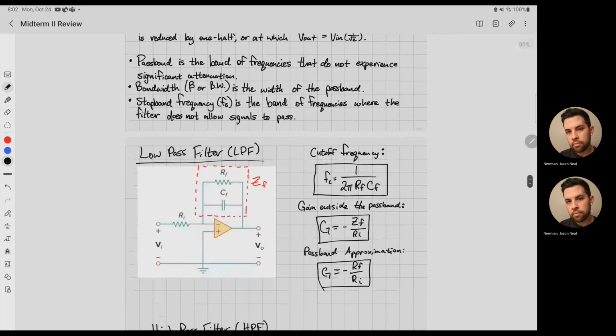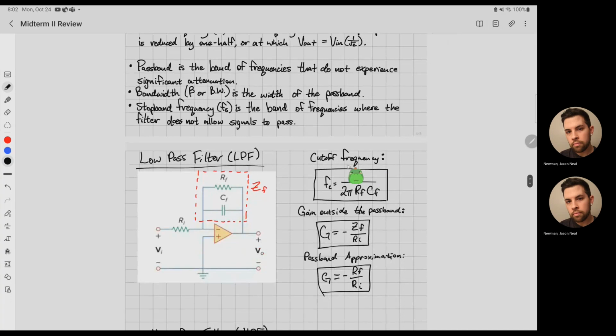So we have a low pass filter, and these are all the definitions of the low pass filter. This is directly from y'all's slides. So this is basically an op amp, and it's an inverting op amp because you got the source going directly into the inverting terminal. And really all that changed is you slapped on a capacitor up here and then turned this into an impedance instead of a resistance up here.